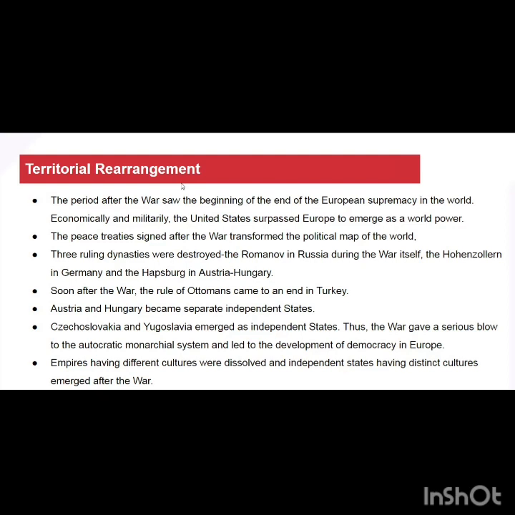It had not become so until now. World War II confirmed the American rise. Okay, but this was definitely the beginning of the rise of America. Fine. Now the peace treaties completely transformed the map of Europe.